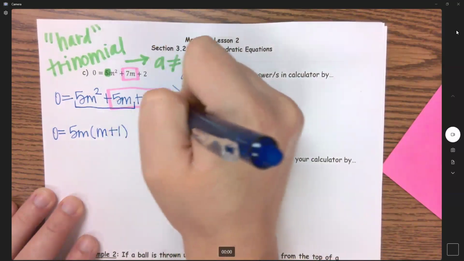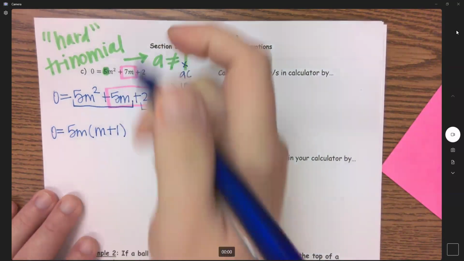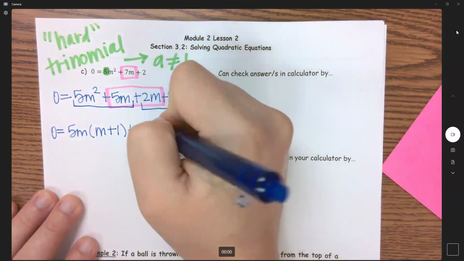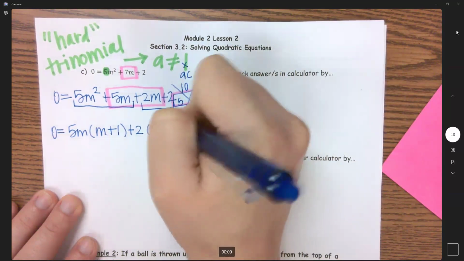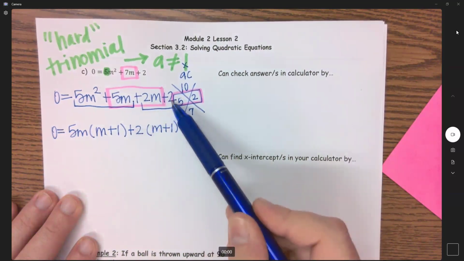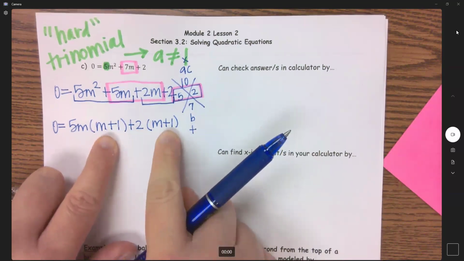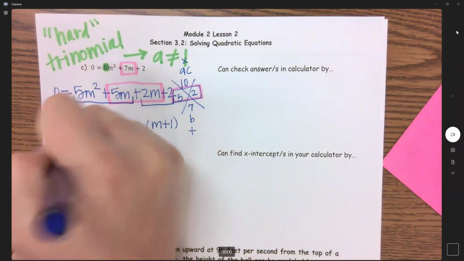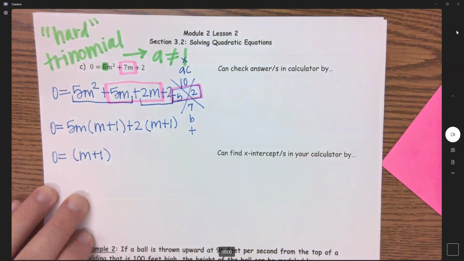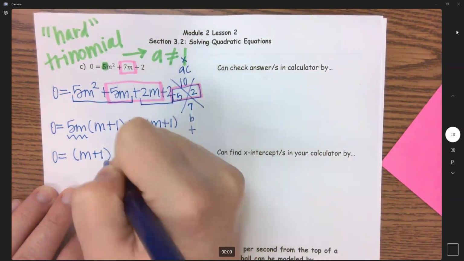So now I'm going to look at my second group. What is the GCF out of 2m plus 2? And that is 2. So 2m divided by 2 is m, and 2 divided by 2 is 1. Again, if I distribute back, 2 times m gives me 2m, and 2 times 1 gives me 2. So if you notice, we have the same thing here in both of these binomials. So that's your first binomial. We will have m plus 1. Your second binomial comes from the GCFs. So that's going to leave you with a 5m plus 2.